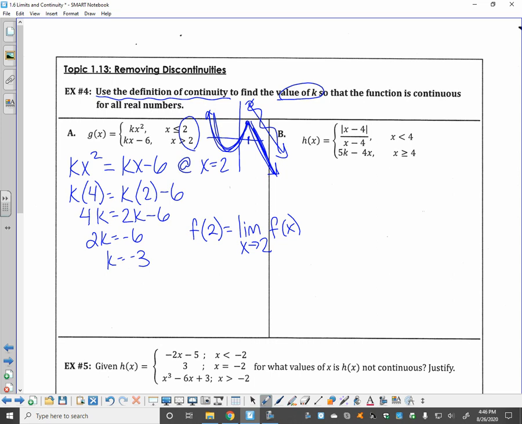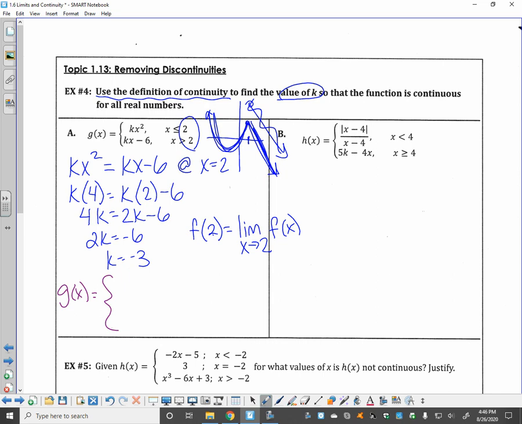Okay, so f of 2 is, if I take a 2, hold on one second, and plug it in here. So if I think k is a -3, let me change colors. All right.